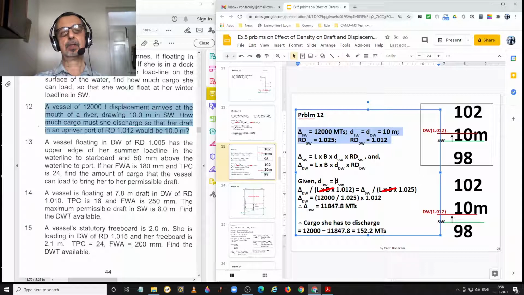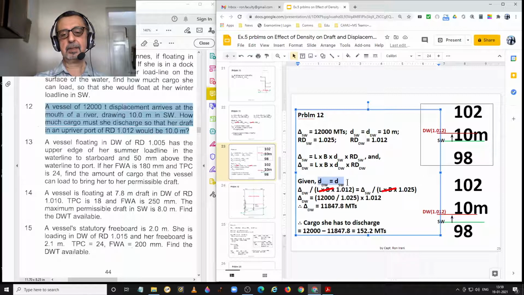Drafts in salt water and dock water are going to be the same, 10 meters. Relative density of salt water we know is 1.025 and relative density of the dock water upriver is 1.012. We know the formulas for displacement: length into breadth into draft in salt water multiplied by relative density of salt water, and displacement in dock water is equal to length into breadth into draft in dock water multiplied by relative density of dock water.